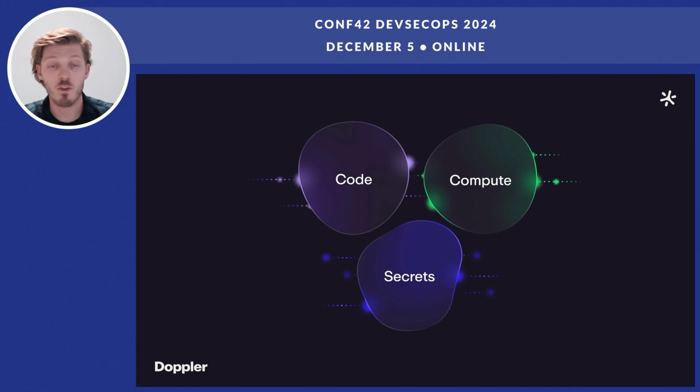I want you to think about the automation that your org has for each of these three. For code, we have things like Git and GitHub and CI for managing the lifecycle of our applications and deploying them to where they need to go. We've got compute like Kubernetes, IaC, Terraform and Pulumi that are responsible for managing how we deploy our code. And then we've got secrets.